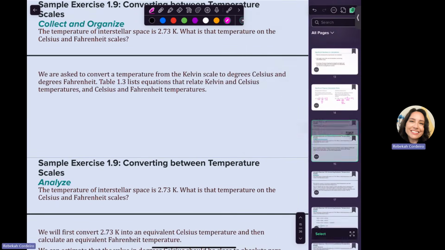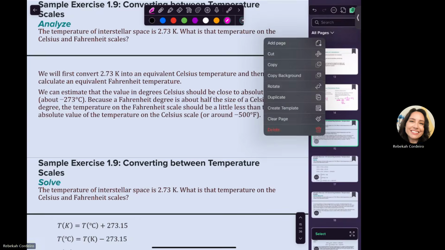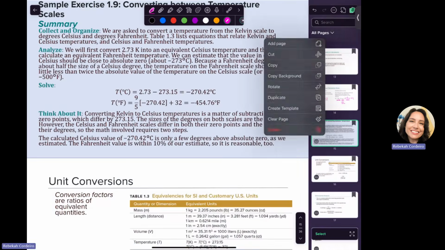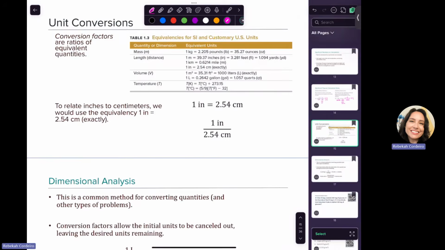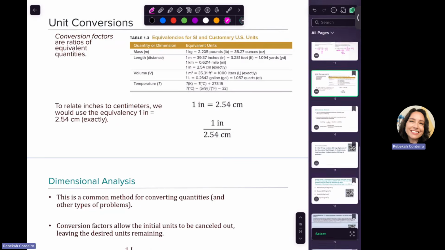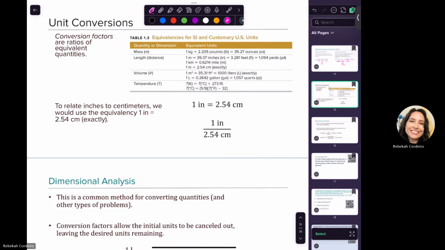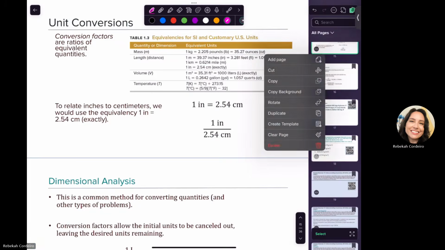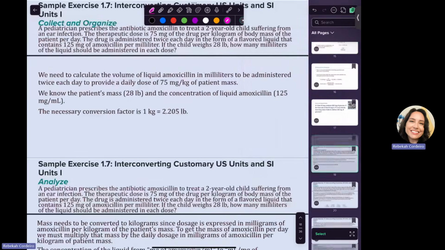I will also do this one in class. Let's make this video a little shorter. All right, when we're doing unit conversions, and there's going to be a lot of this that we also do in class. So delete these.